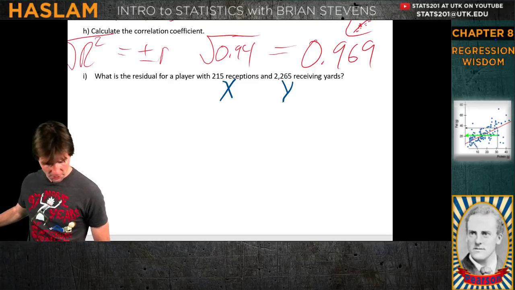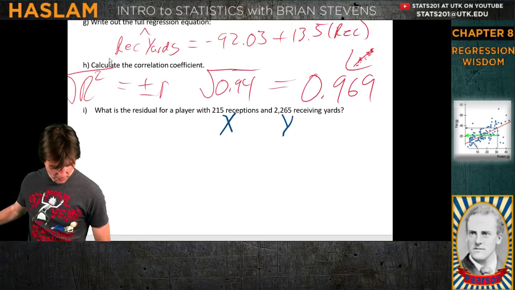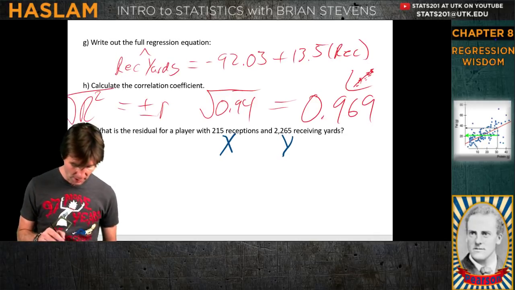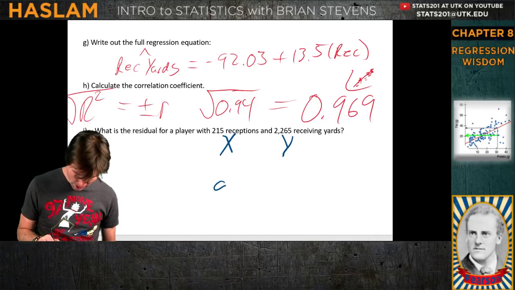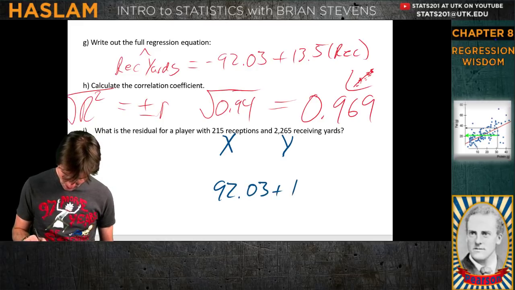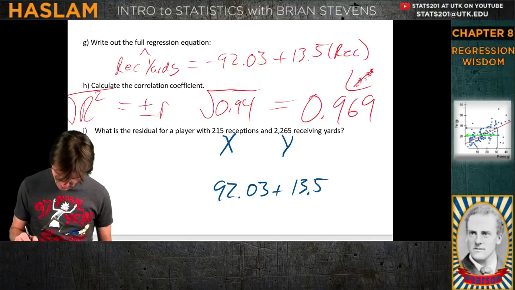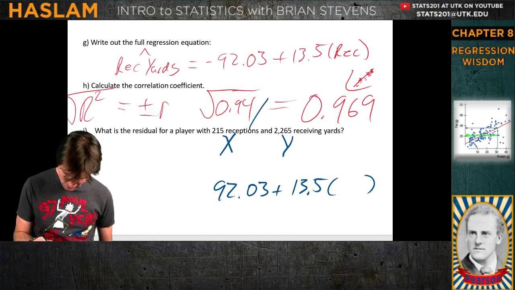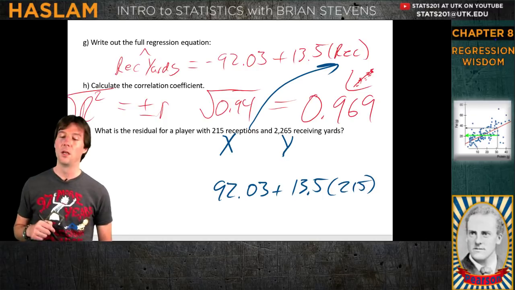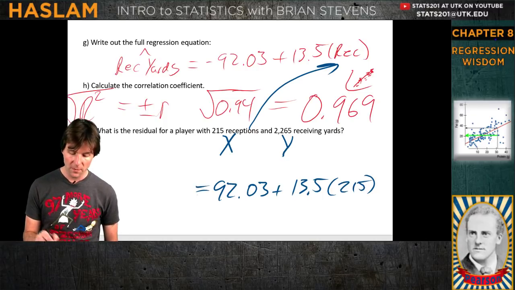Remember we had an equation earlier? I think it was right on this page. There's their equation. Let's go back to our equation right here and take 92.03 plus 13.5, and then put in the value for receptions. That's right there, 215. Boom. What is this going to solve for?